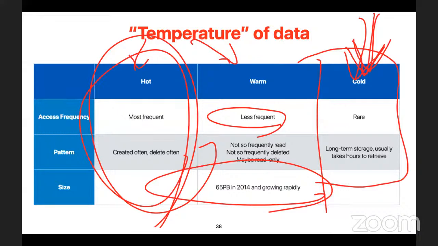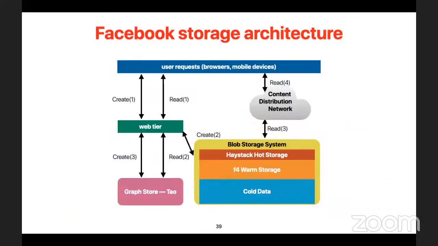However, it's too costly in a way that you have to replicate data three times. It has a lot of things that will cost money. So if I want to save money, then I need a separate file system. So that's the philosophy of designing F4.